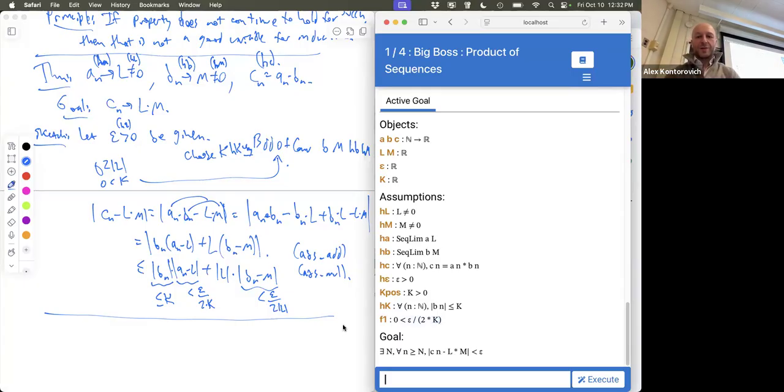We need the positivity of epsilon over 2L. Experience shows we need the positivity of L. So let's record that as well. Have L pos, which is not L itself, but its absolute value. That's by apply abs pos of non-zero, and the non-zeroness of L is HL.